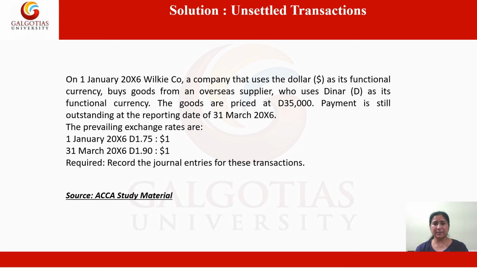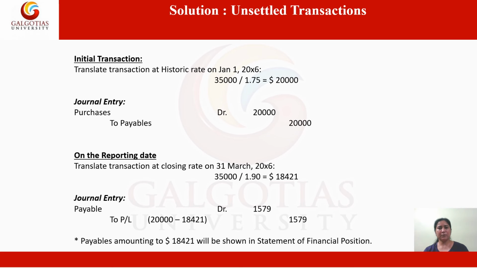The prevailing exchange rates are, on 1st of January 2016, 1.75 dinar equal to $1. On 31st March 2016, 1.9 dinar equal to $1. Based on the given information, you are required to record the journal entry for the transaction. Based on the given question, since it is a case of unsettled transaction, the initial transaction will be recorded at the historical rate applicable on the date of transaction.